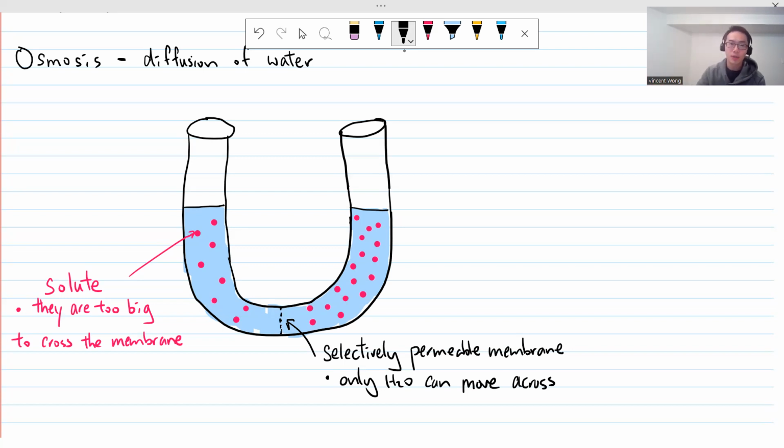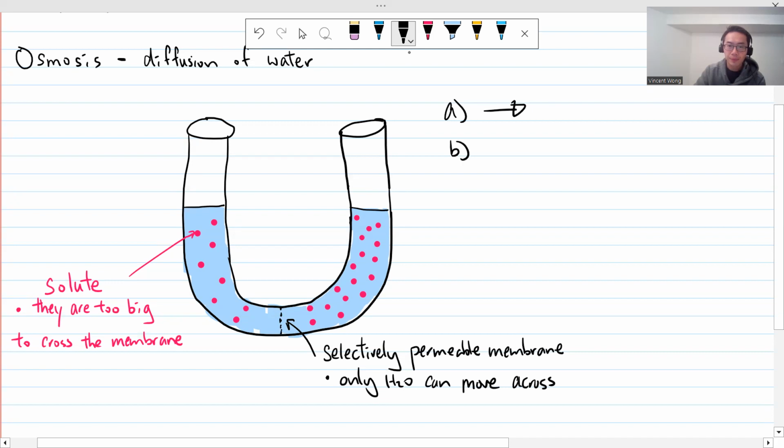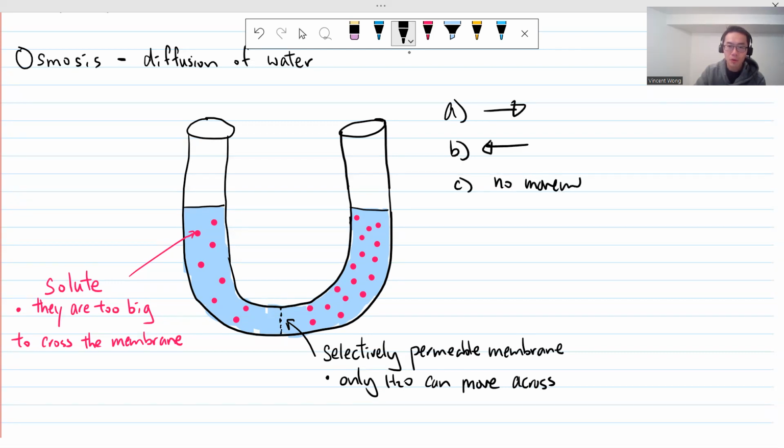My question to you is, which way is the water going to move? To the right, to the left, or no movement at all? Let me launch the poll and see what people think. The question is, which way will water move?